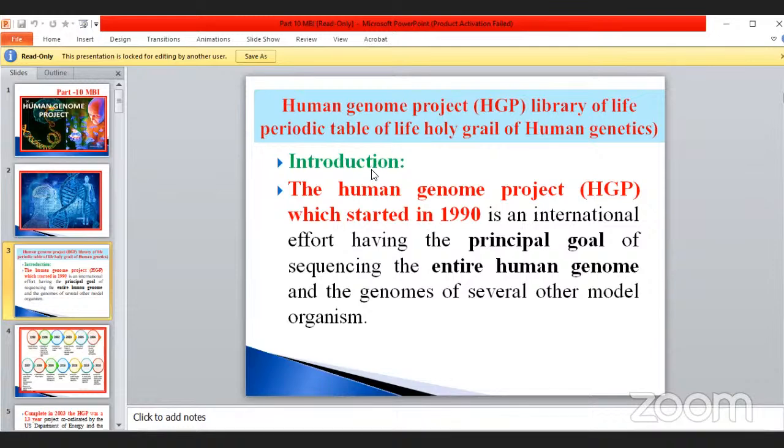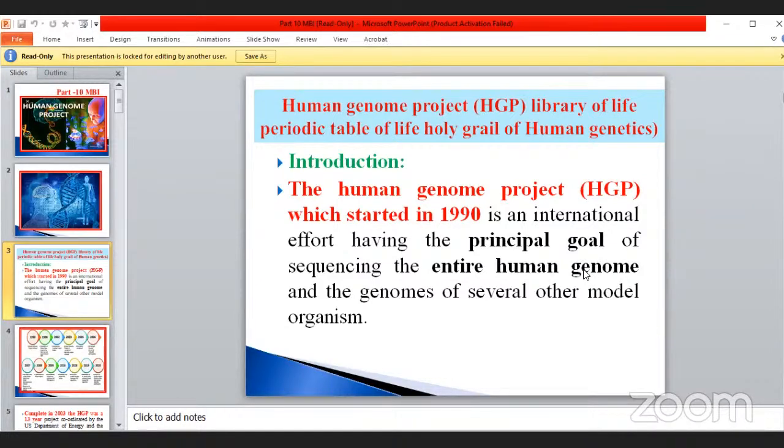Okay, first of all, you should know what HGP is. The Human Genome Project, simply called HGP, started in the year 1990. Don't forget, my dear students, this is very, very important. The HGP started in 1990 only. It's an international effort, meaning worldwide, having the goal of sequencing the entire human genome. Note it down. This is very, very important.